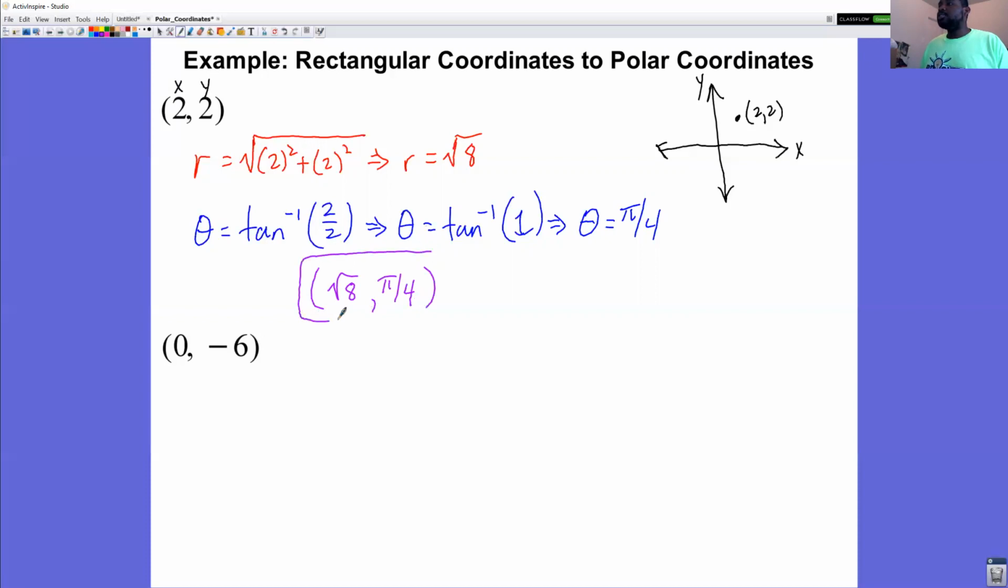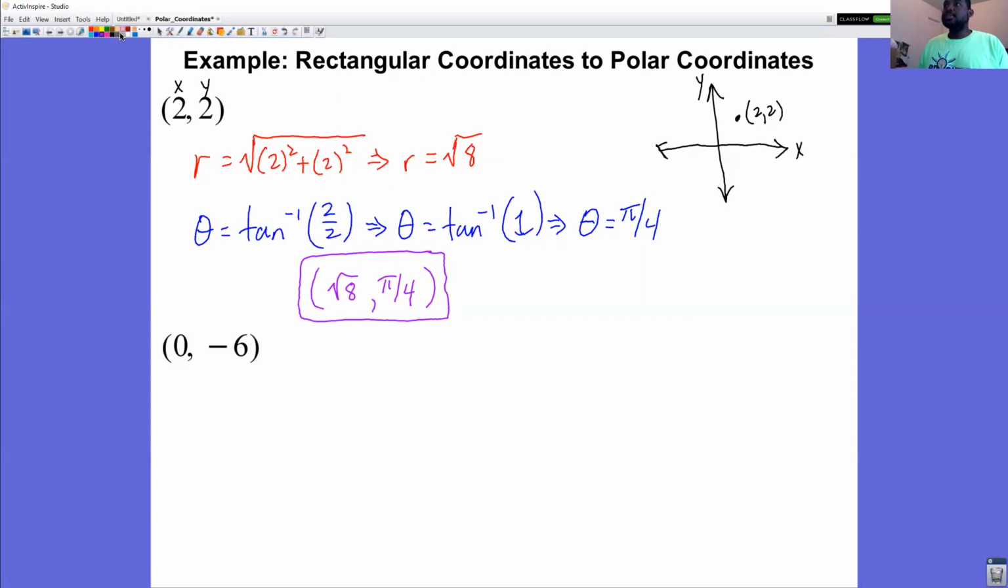And so what I want you to do, and I challenge you, is to see if you can find another representation of this point as well. You go back and look at the very first example to help you find other representations of this. Let's take a look at the second one.